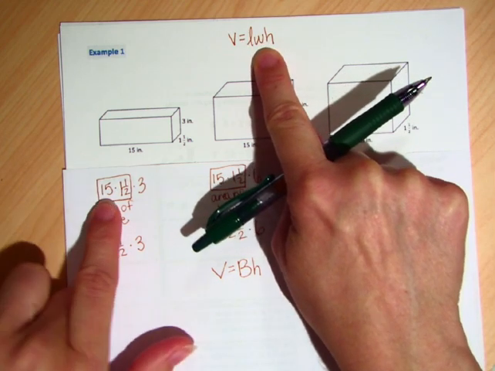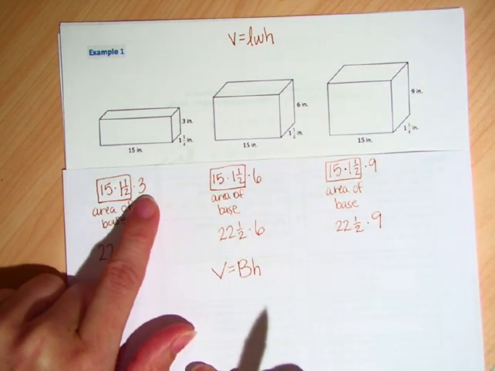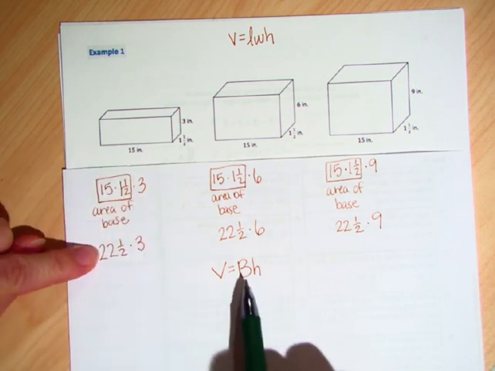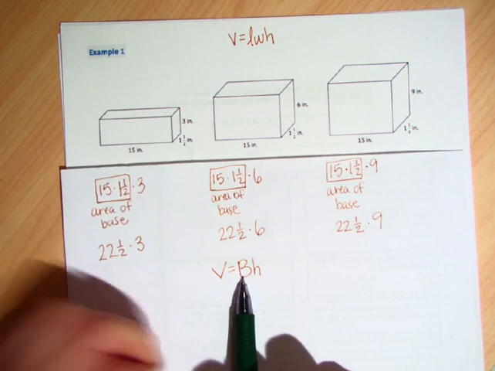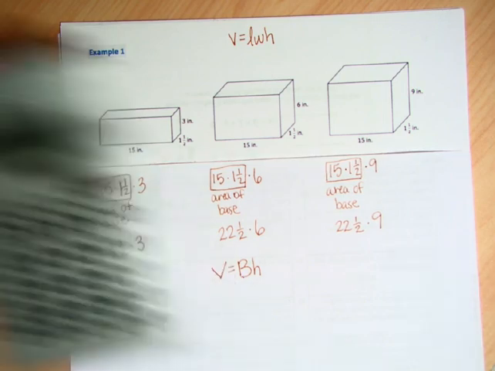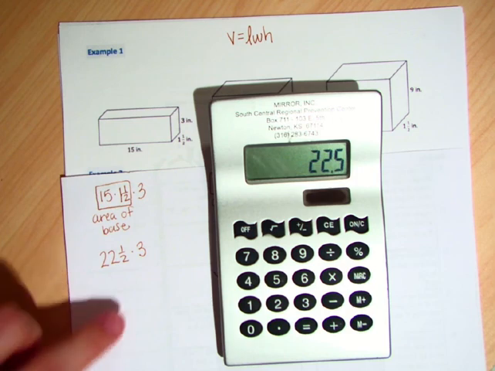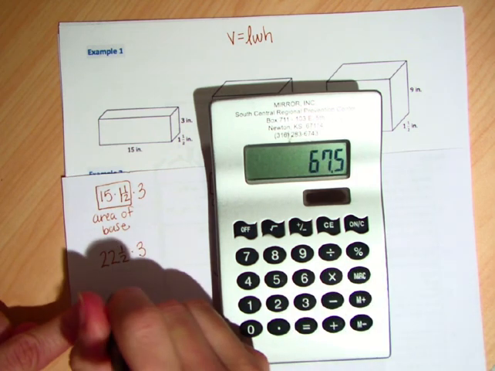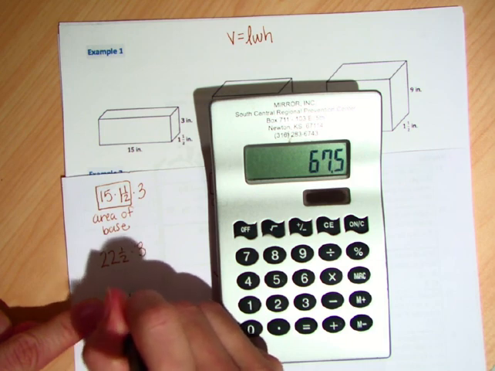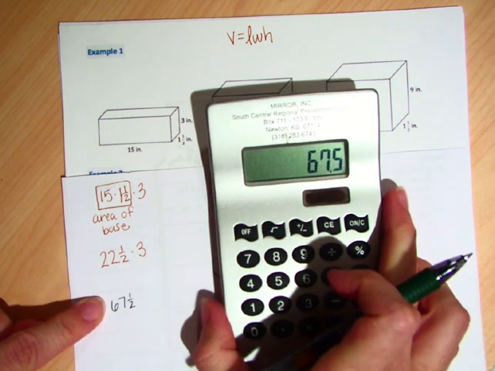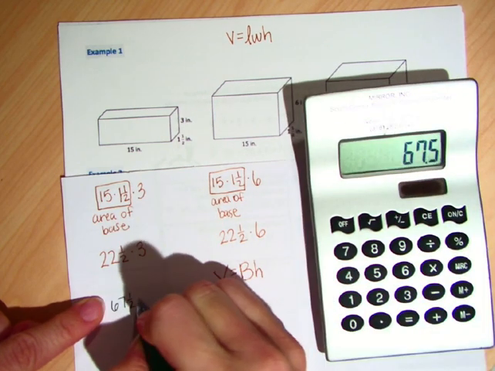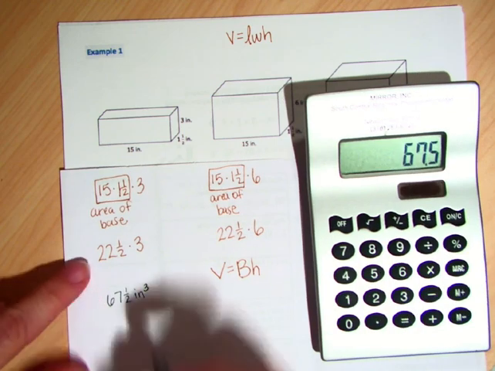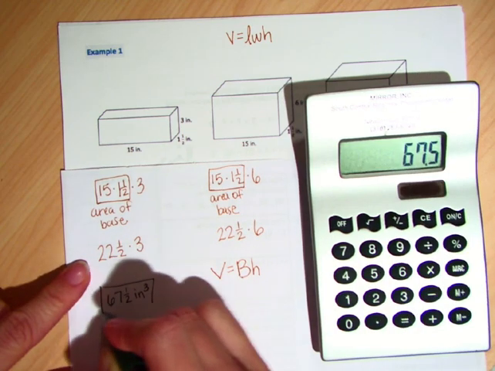Okay, so I'm going to take 15 times 1 and a half times 3. 15 times 1 and a half is 22 and a half, so I'm kind of down here at this, right? So 22 and a half times 3. So I'm going to go ahead and use my calculator. It still says 22 and a half. I'm going to multiply times 3. And I get 67 and 1/2. And it's inches cubed, because it's volume, because we could fill it with cubes. Okay, I'm going to put a box around this now, because that's our volume.